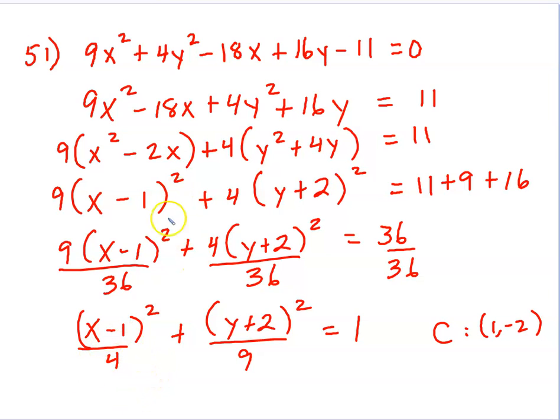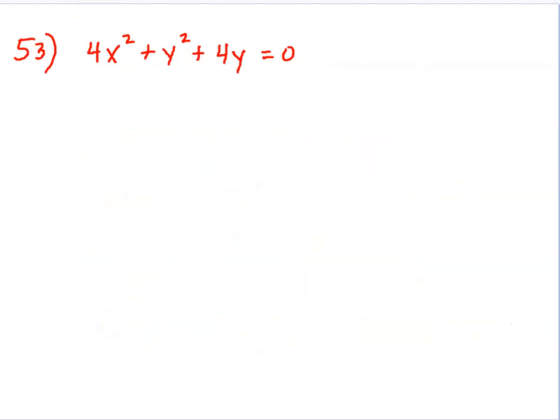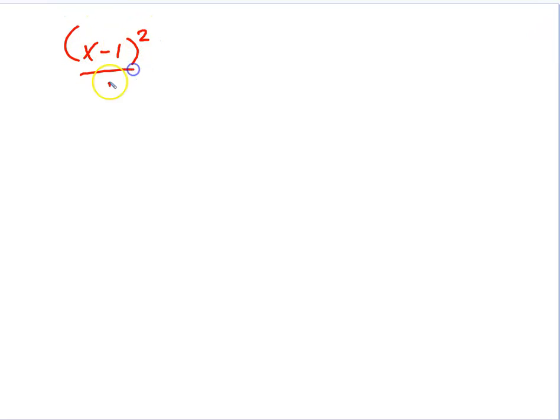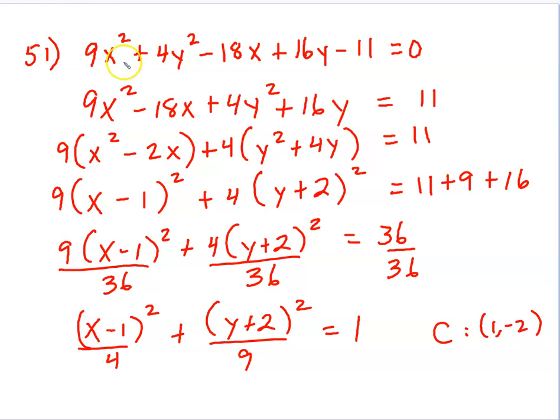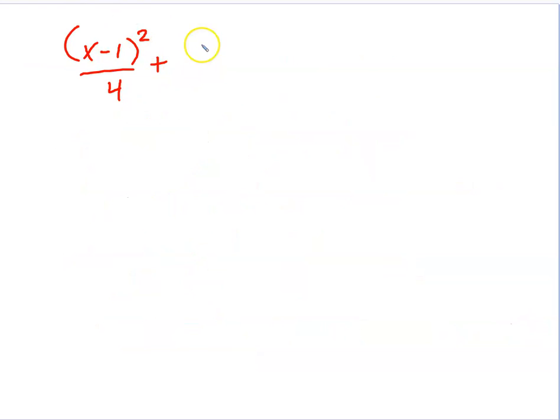Let me go to a new slide where I've got a little bit more room. So we've got (x minus 1) squared over 4, and (y plus 2) squared over 9 equals 1. So we've already said the center. And eventually, again, you'll sketch the graph, but I'm going to give you all the points that you can plot.